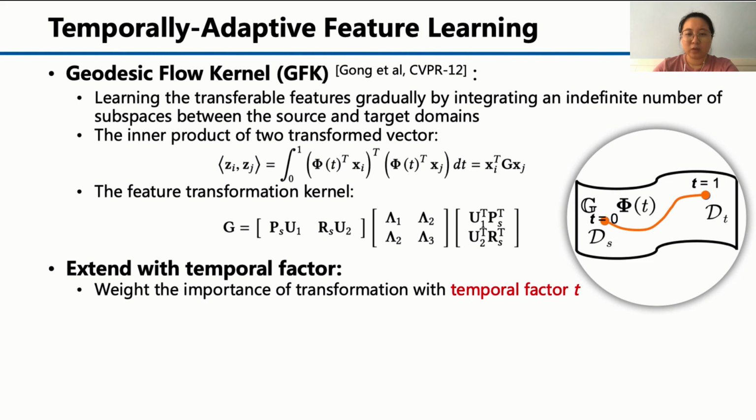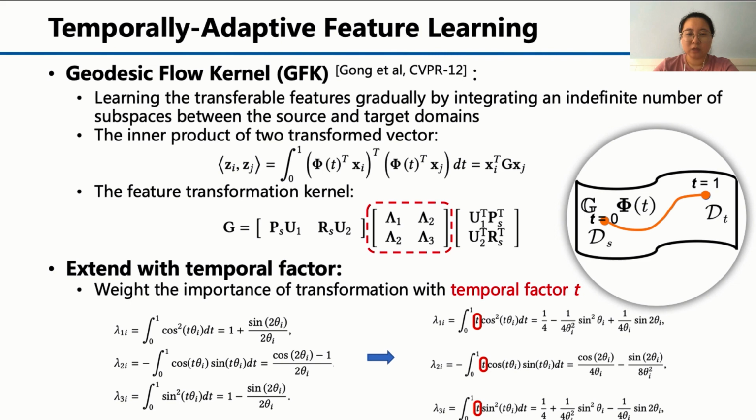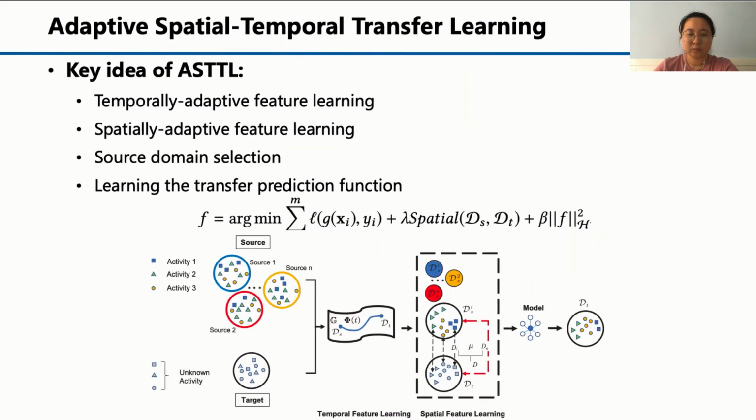However, GFK treats all temporal factors as equally important. Taking inspiration from the Markov property, we believe the latter transfer has better influence. Thus, we extend GFK with the temporal factor to weight the importance of transformation. Adaptively combining the two main learning components, we call the proposed approach ASTTL. It learns the transfer prediction function for cross-dataset HAR.